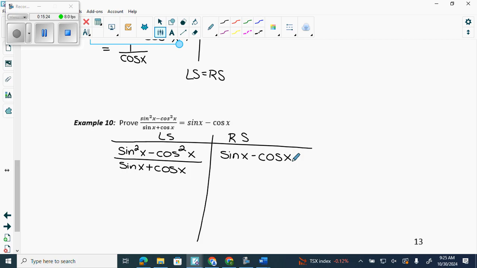Sine squared x minus cos squared x is actually, the square root of sine squared x is sine x, goes in the front of each bracket. The square root of cos squared x is cos x. And then I get a plus, minus, over my denominator. Oh my goodness. The numerator has something that's the same. This and this match. So I need that to go.